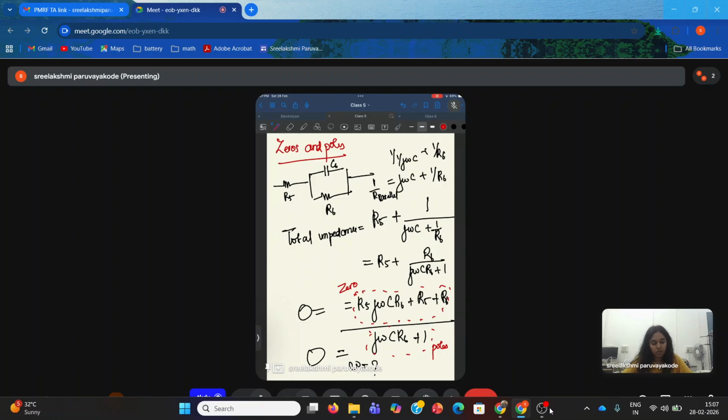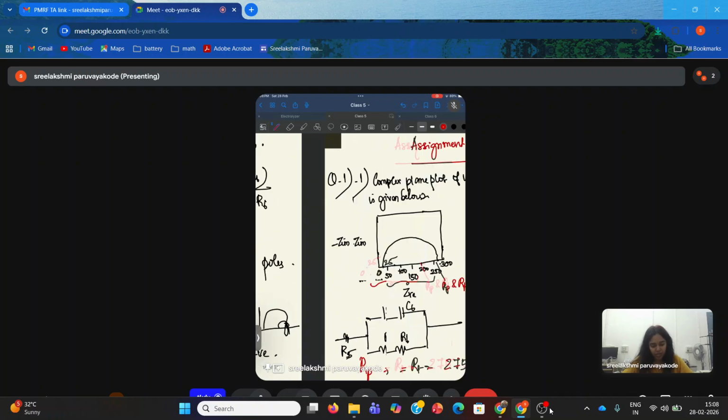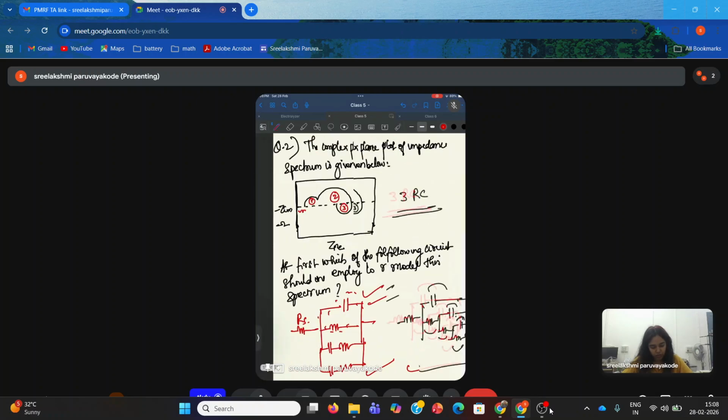Then we saw zeros and poles. How to find them? We just find the total impedance, equate the denominator to zero to get the poles, and the numerator to zero to get the zeros. The problem here is you cannot assign a physical meaning to each of the values. So that's a difficulty. Then we saw the limitations, basically the interpretation, like negative inductor values and what interpretation you give. And if the initial guess values are poor, when using software to fit the data, you will get very large errors. So fitting becomes difficult. Then we saw the assignment questions.